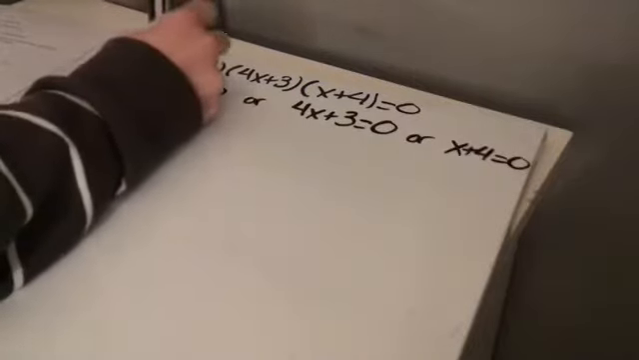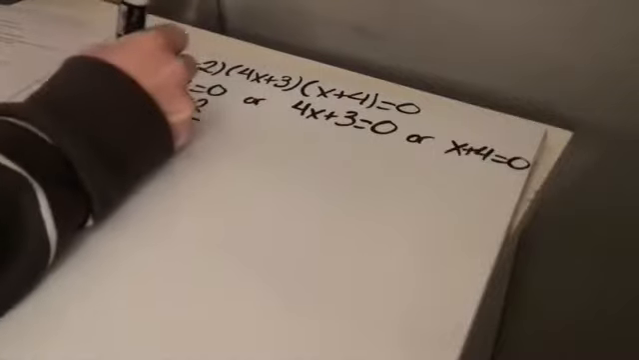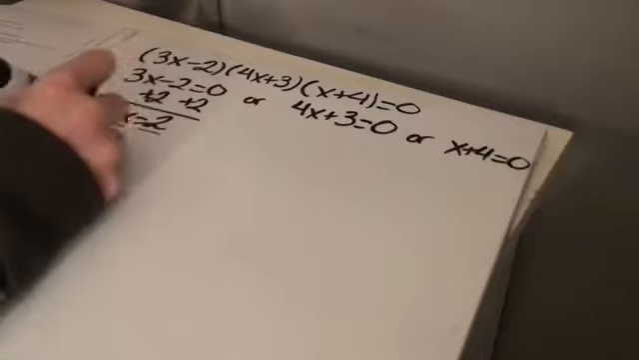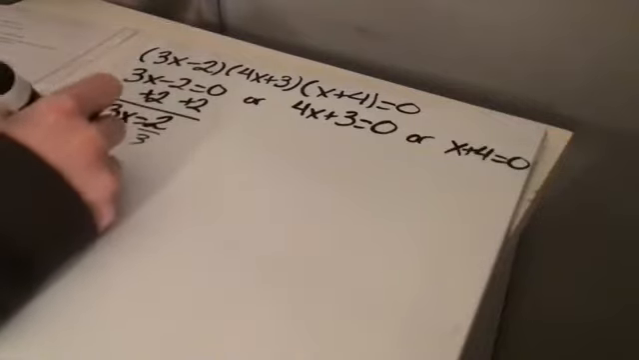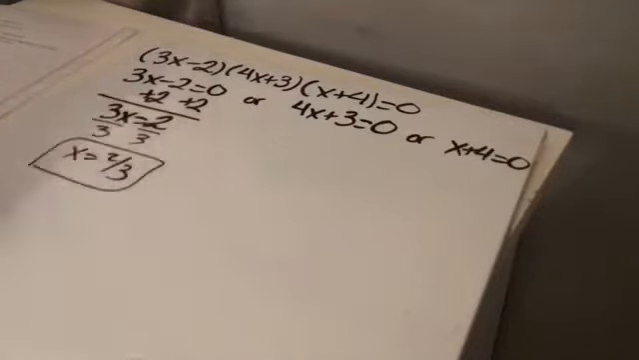This one we're going to add 2 first. Remember, we're farthest away, so 3x equals 2, and then divide by 3. So we get x equals 2/3. That's our first possible solution. Okay?